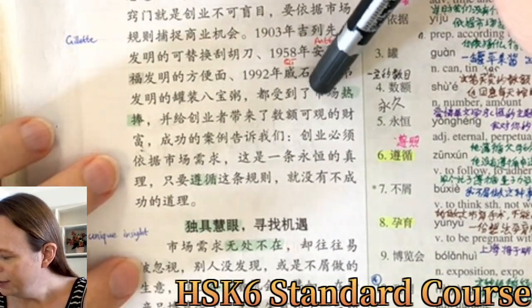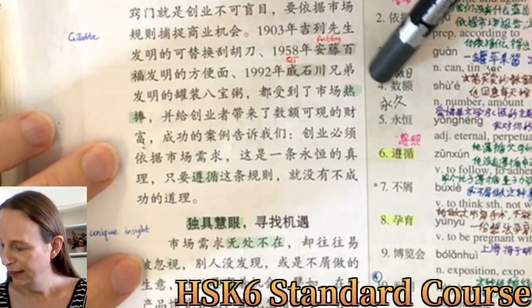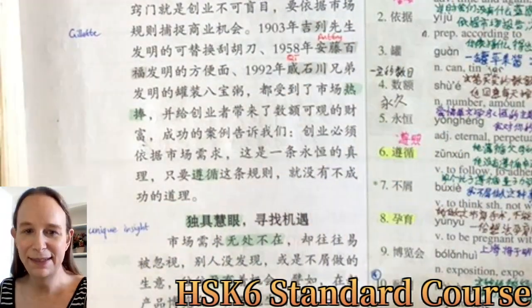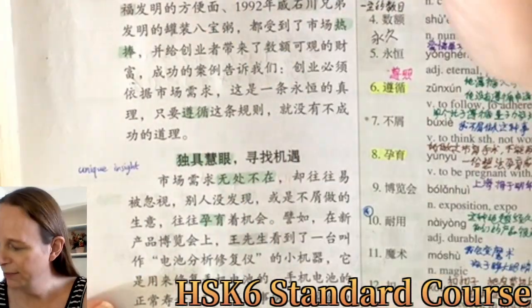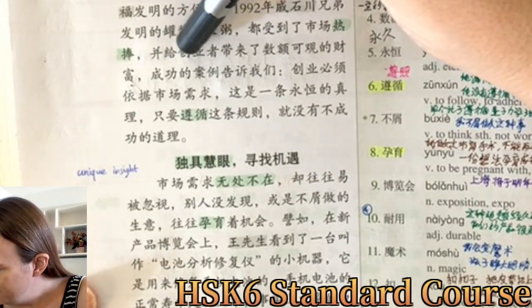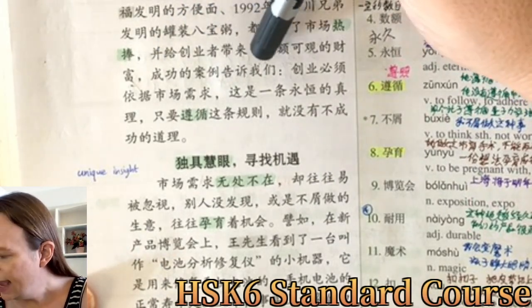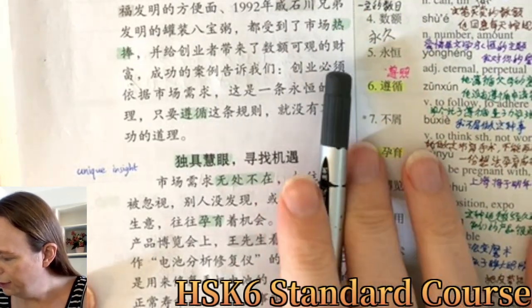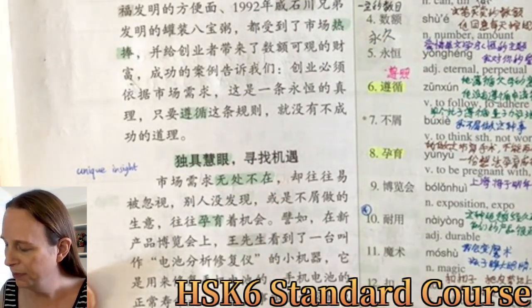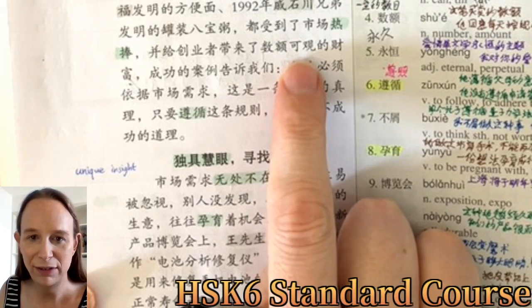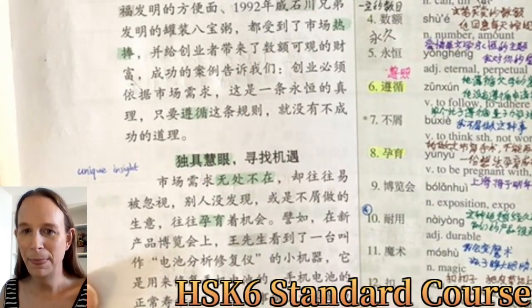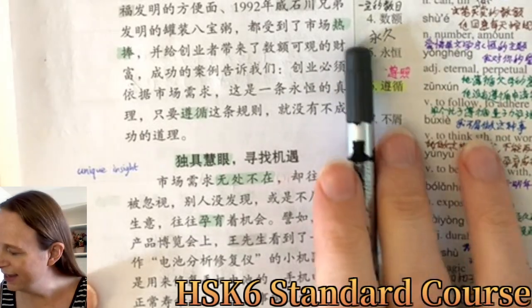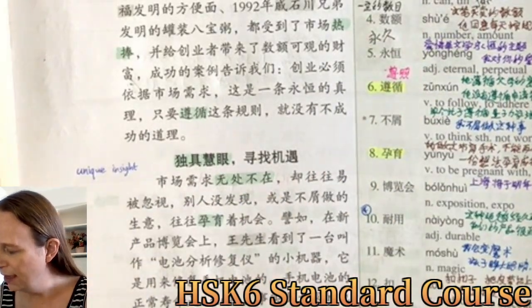都收到了市场热捧. Okay, 热捧, it's like enthusiasm, I guess. It's well received. 并给创业者带来了数额可观的财富. Yeah, so this 可观 is considerable, remember? Considerable 数额, quantity or amount of wealth.